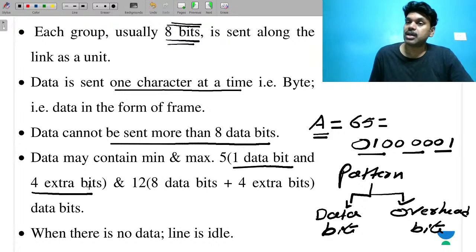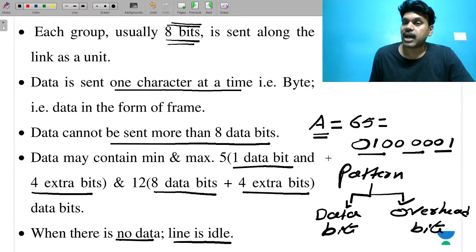That means in total, on your media, you are going to send in serial mode as asynchronous, if you are doing 8 data bits and 4 extra bits I am sending. So when there is no data, the line is going to be idle.